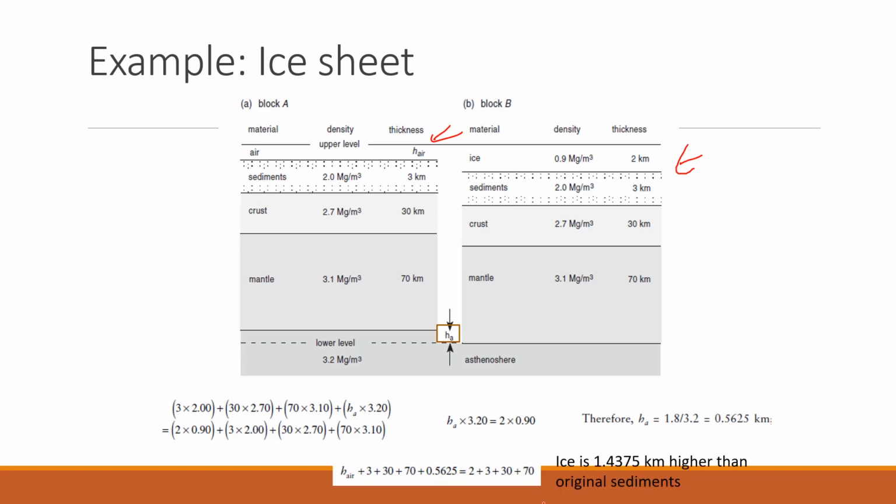Sorry. So in this case, the land surface will move up by almost half a kilometer, but we can see that the ice was higher than the original sediments, so we're not going to rise up to the level of that ice.